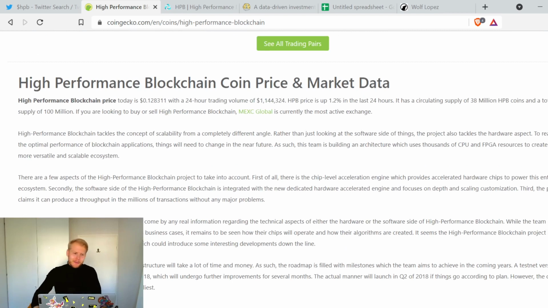Okay, but anyway, so High Performance Blockchain tackles the concept of scalability from a completely different angle. Rather than just looking at the software side of things, the project also tackles the hardware aspect. To realize optimal performance for blockchain applications, things need to change in the near future. As such, this team is building an architecture which uses thousands of CPU and HPC resources to create a more versatile and scalable ecosystem. Here are a few aspects of the High Performance Blockchain project to take into account.